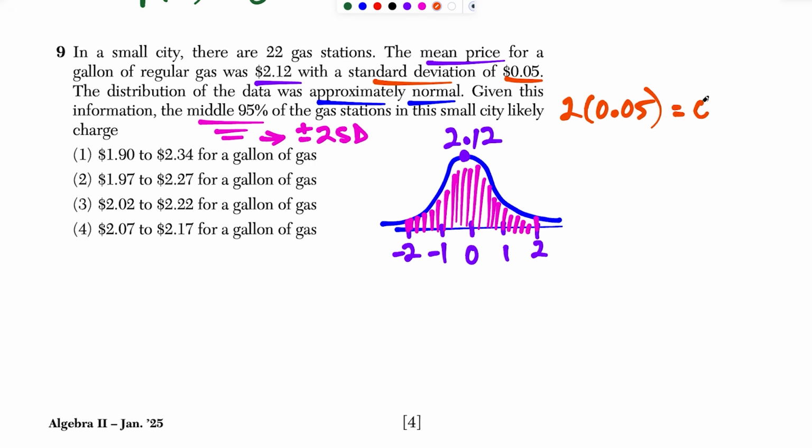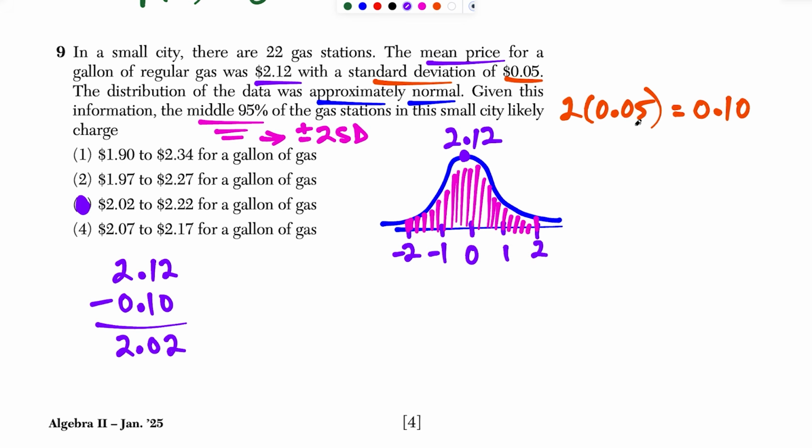And from here, we're going to get 0.10. And with this value here, we're going to add and subtract it to the average. So I have the average here is 2.12. I'm going to do 2.12 minus 0.10. And this gives us 2.02. Now, right away, I could see that this matches up with choice 3.